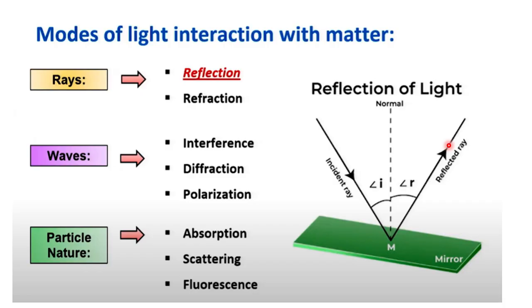Waves have different physical phenomena like interference. We have already discussed what interference, diffraction, and polarization are. And if it has a particle nature, then because of that particle nature it will show different properties like absorbing, scattering, or fluorescence.